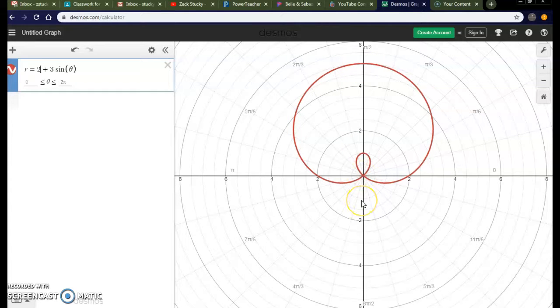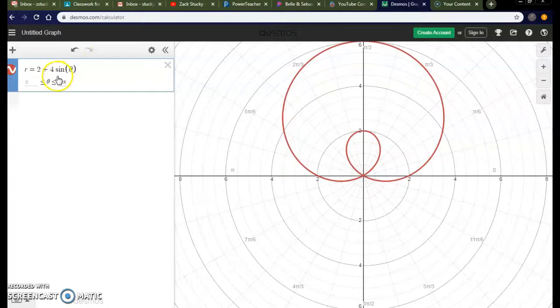Take a second, see if you can figure out what the pattern is. Maybe pause it, do some thinking. All right, hopefully you have a theory. So let's test that theory. What happens when I leave that as a 2 and change this to a 4? All right, so let's see if your theory was correct.